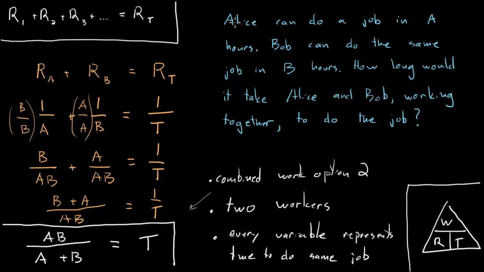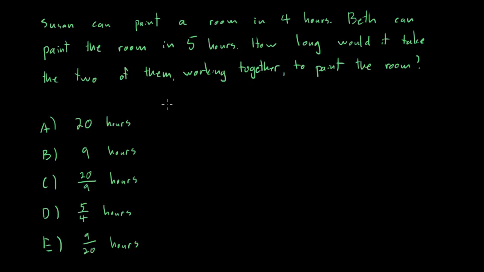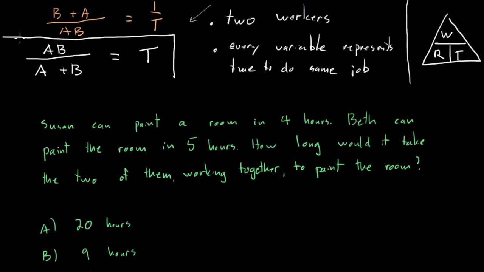That's how we'll recognize questions for which this formula is very useful. If we're given one worker's time, another worker's time, and we're asked for the combined time, then we can make quick work of the question with this useful combined work option number 2 formula. So let's take a look at an example. I think I've got one down here. There it is. All right. So actually, I recommend you pause the video and see if you can apply the shortcut formula we just looked at to this question. Apply this nice shortcut formula to this.